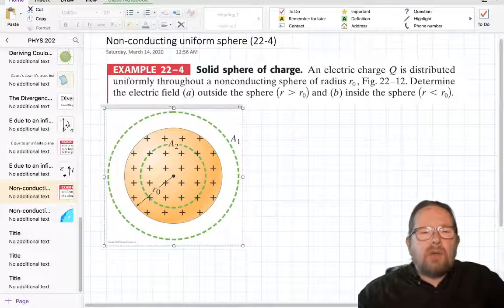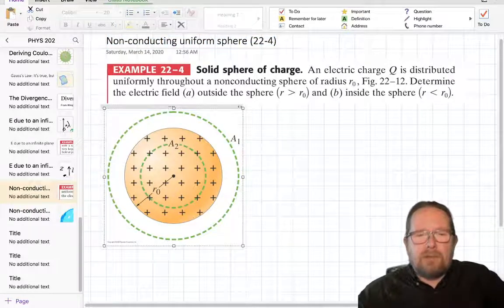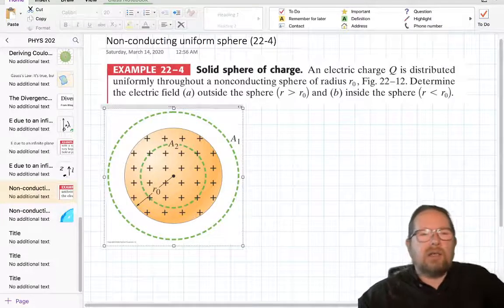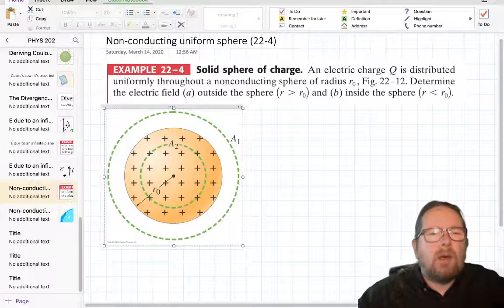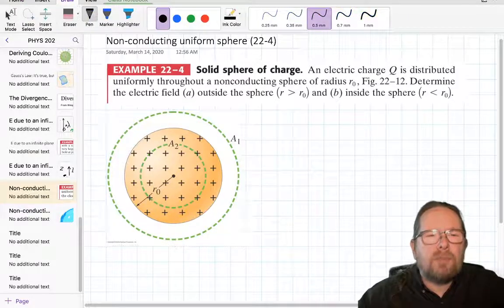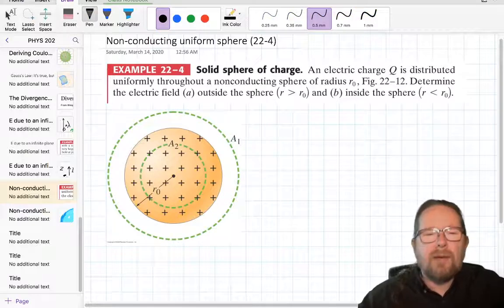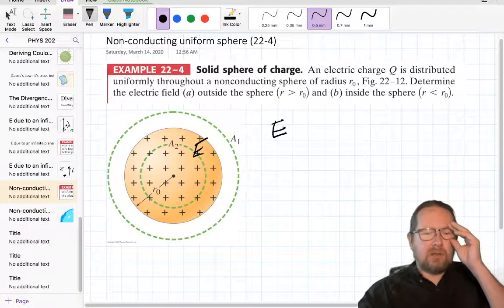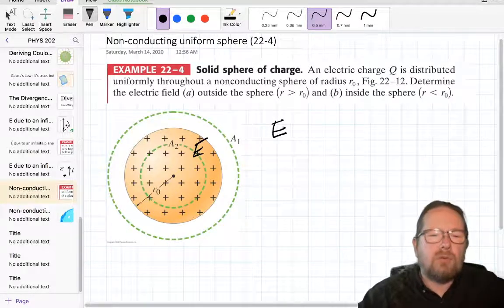Determine the electric field A outside the sphere, r greater than r0, and B inside the sphere, r less than r0. So we have to do this problem in two separate parts. We want to find the electric field everywhere in space, both outside the sphere and inside the sphere. And the calculation is a little bit different for each of those two regions.